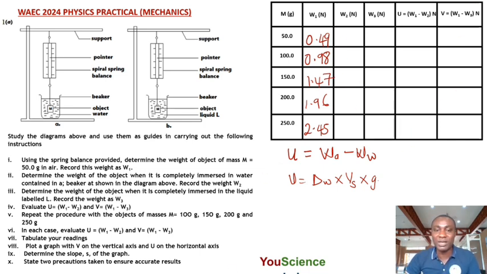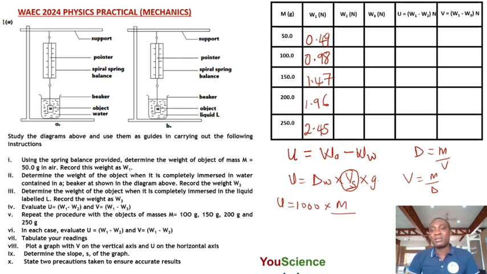The density of water is 1000. Now how do we get the volume of the solid? We know that density is equal to mass over volume. From here you can see that volume is equal to mass all over density. So I'm going to replace this by mass over density. This formula becomes U equals density of water, 1000, times the volume of solid, that will be mass of solid all over density of solid.